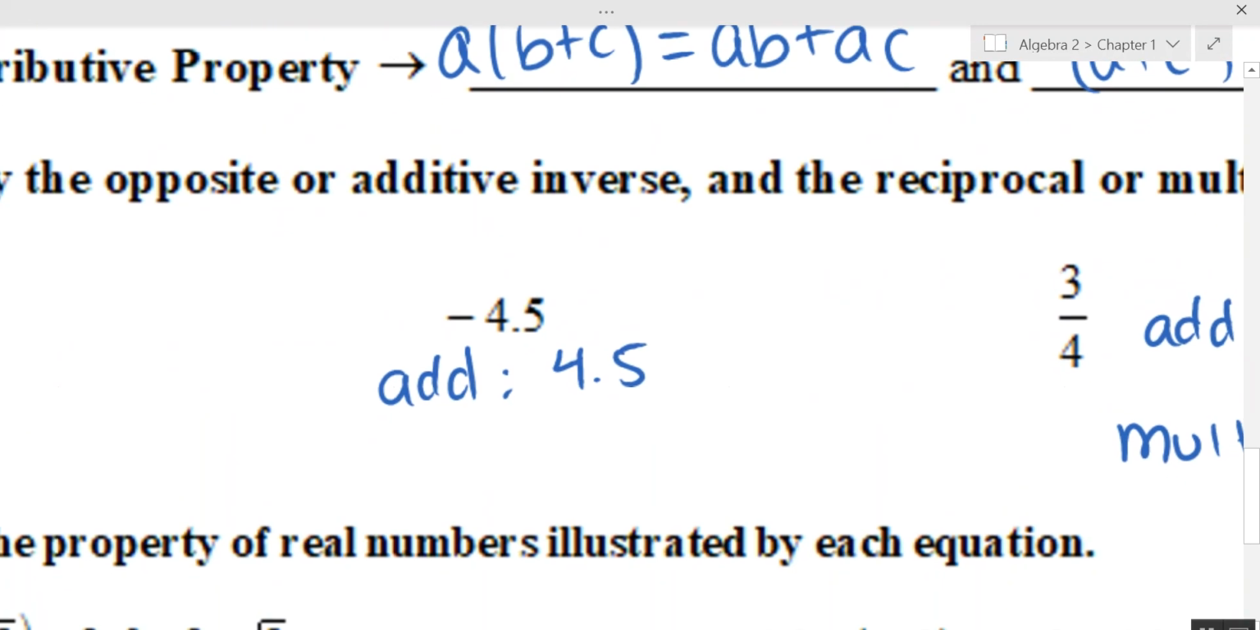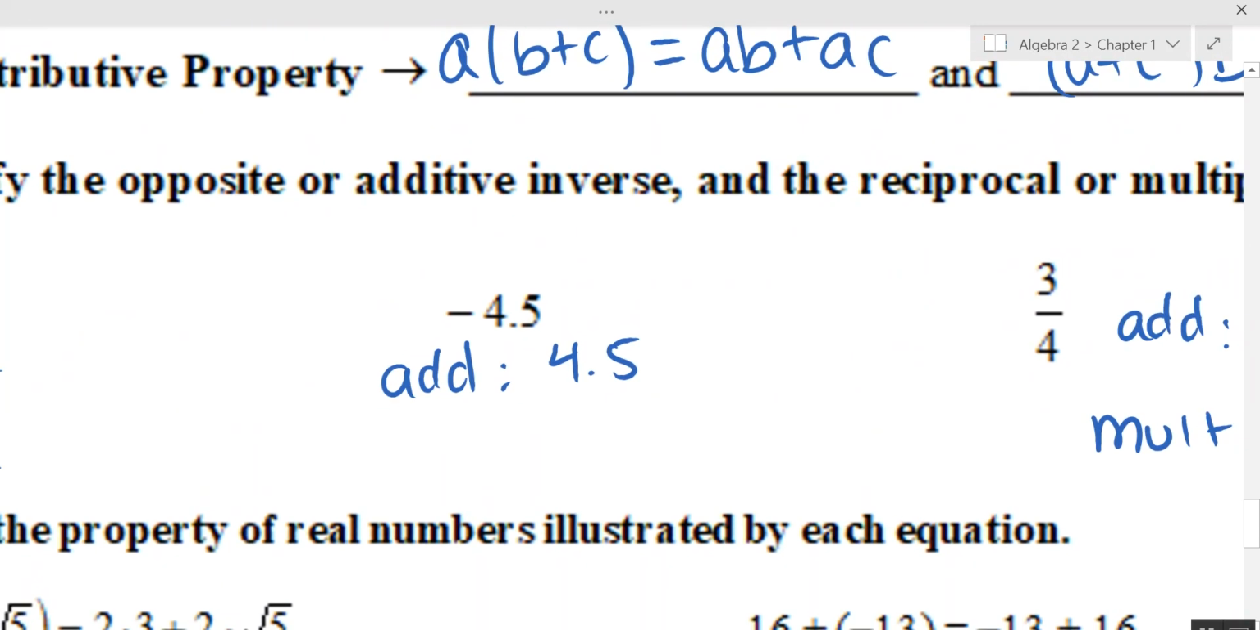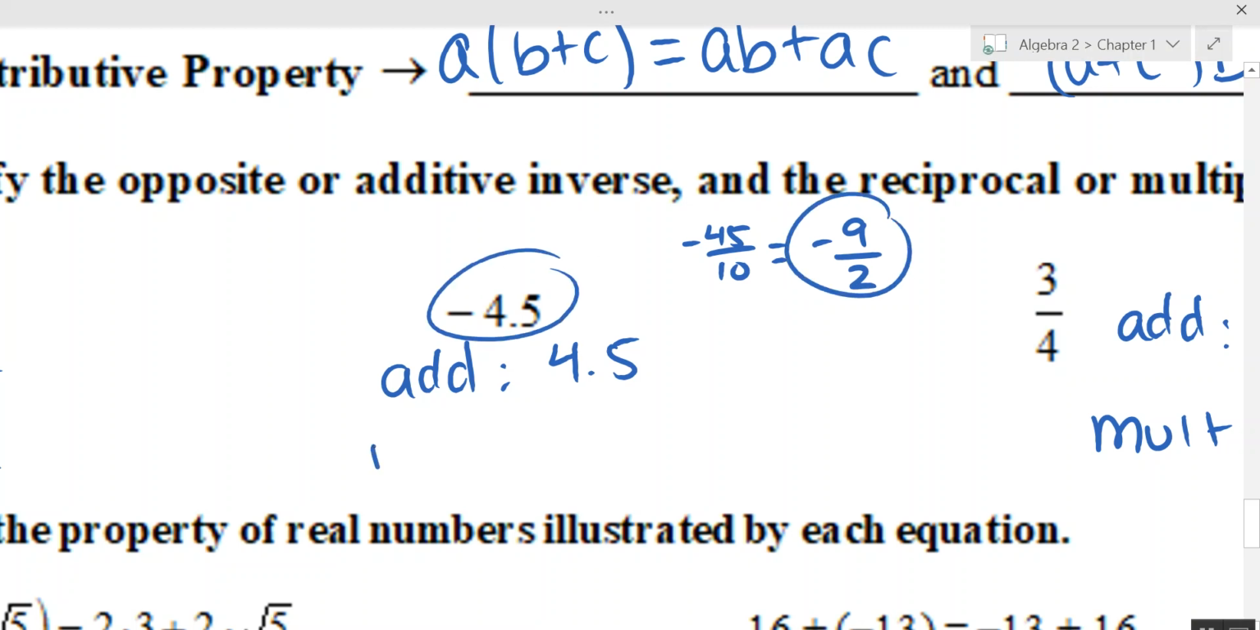Now, let's take a look at this one. I've got to be able to write this as a fraction. If you were in doubt, you could write this as negative 45 over 10 and reduce. But really, you want to get to the point where you recognize that that is negative 9/2. So knowing that these two are the same, and I want to find the multiplicative inverse, I'm just going to take the reciprocal here, which is negative 2/9.